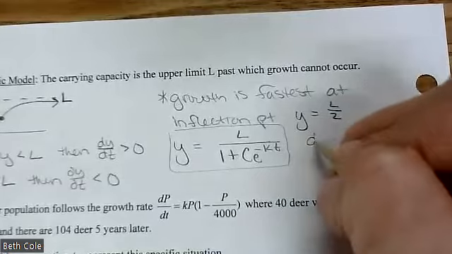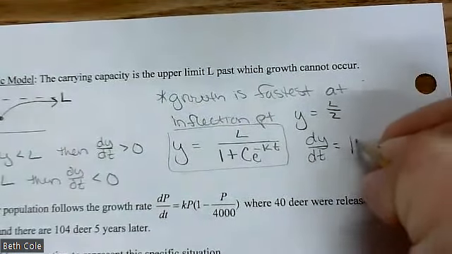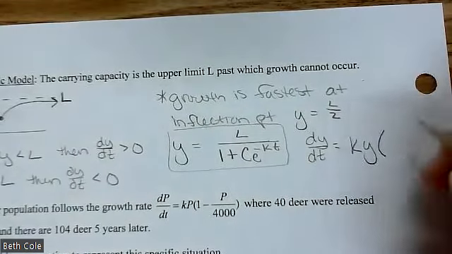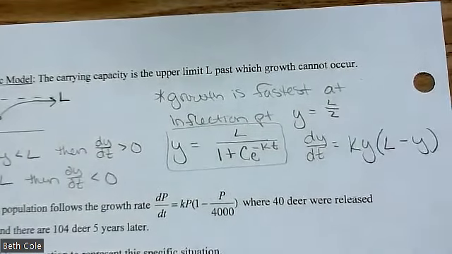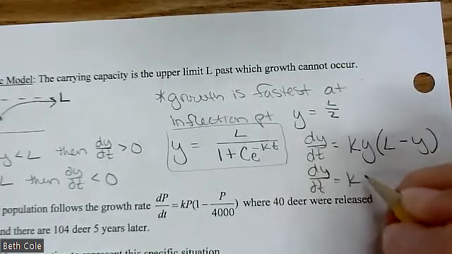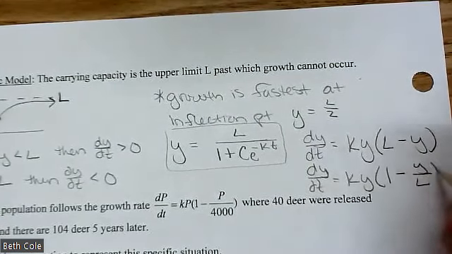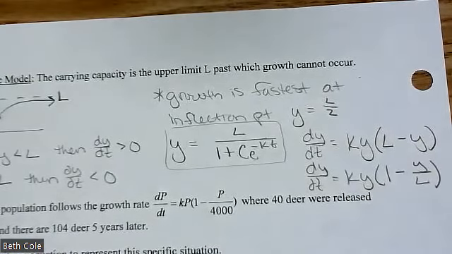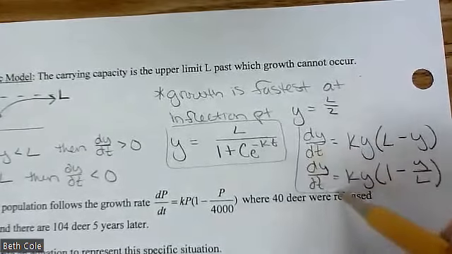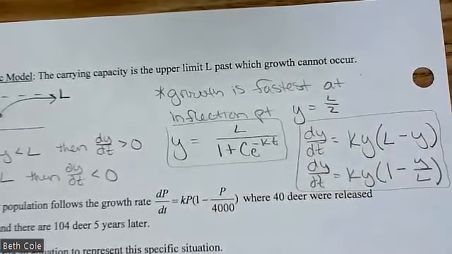There are 2 different ways the dy/dt can be written. It can be k times y, parenthesis, L minus y. Or it can be k times y, 1 minus y over L. And I actually don't really understand why there are 2 different versions, but I've seen both of them on AP questions. So that's why I'm showing you both of them.